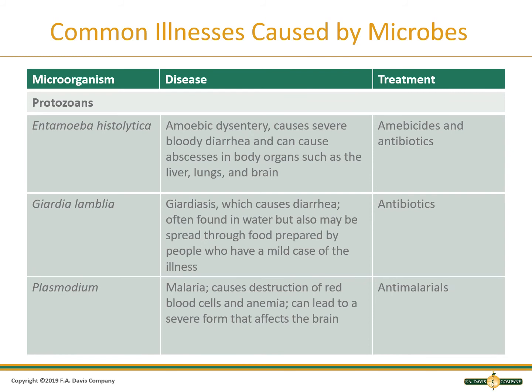Entamoeba histolytica. This causes severe bloody diarrhea, treated by amoebicides and antibiotics. Giardia lamblia or giardiasis, which causes diarrhea, often found in water but also may be spread through food, treated with antibiotics. These are protozoa. Plasmodium, the disease is malaria. It causes destruction of red blood cells and anemia and can lead to a severe form that affects the brain, and it is treated with antimalarials.